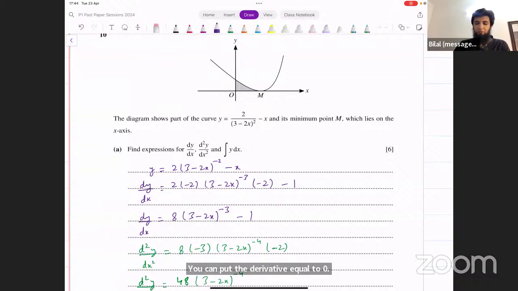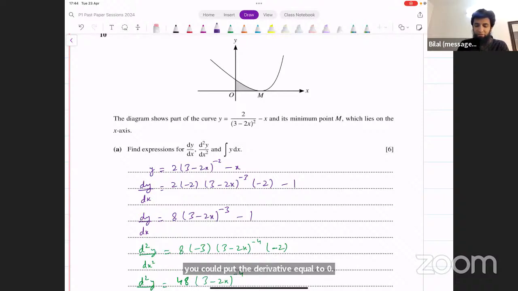One way to do this could be to find the x-intercept of this original function as well. You could put y equal to 0, and you could solve that equation. That should also give you m. Or you could put the derivative equal to 0. That should also give you this point m. Let's see what is going to be simpler.